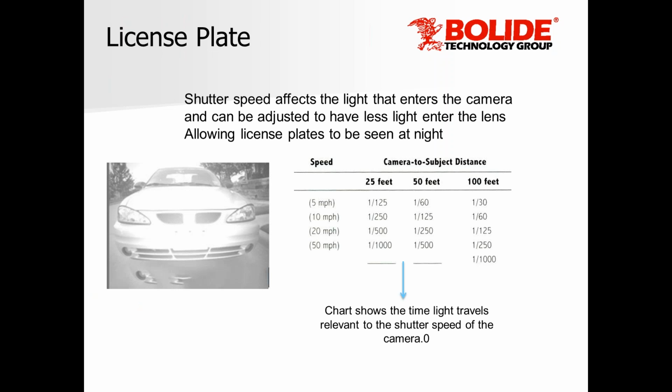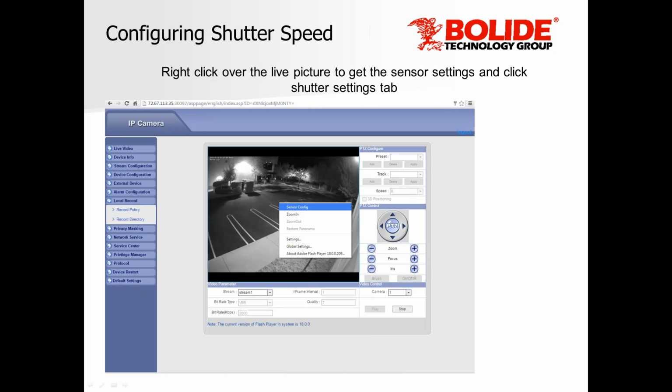So here I have a little chart. This is going to explain how fast the light travels to get to the camera and how we would have to adjust that shutter speed in order to capture the image before the light enters. And it's a very simple chart. It just pretty much explains footage and camera distance. Let's take a look at how to enable this feature or how to change the settings on it.